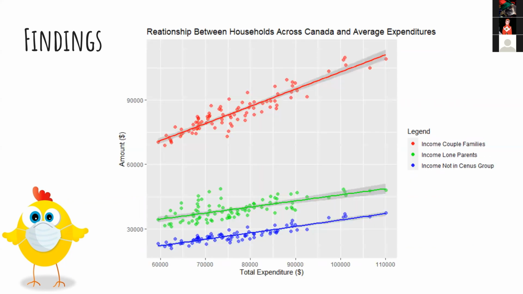For our second graph, we show the linear regression between each of these groups' total income compared to the average total expenditure for a household. For running linear regression on each of these, we received a small p-value for all 3 relationships. This means that we accept that income and total expenditure are linearly related for each of these 3 groups.